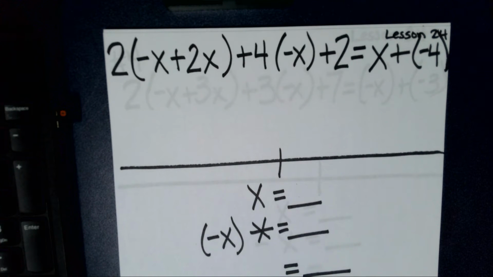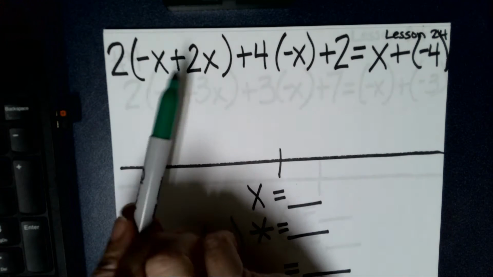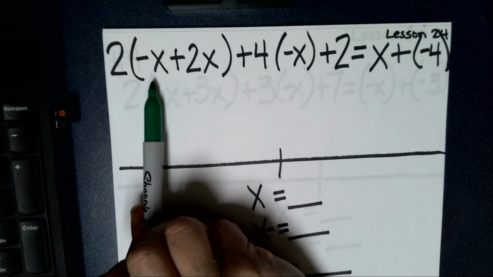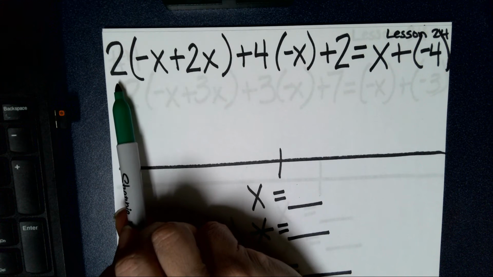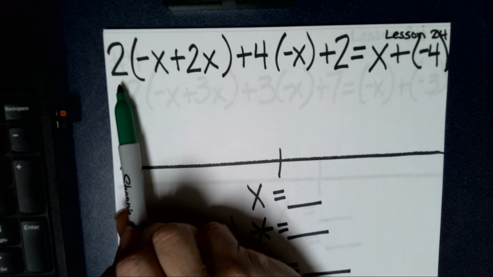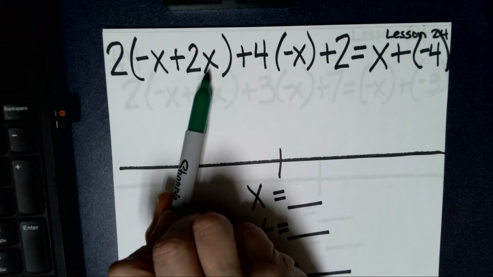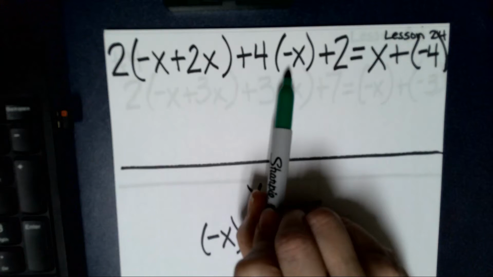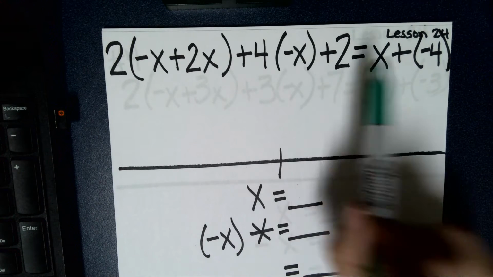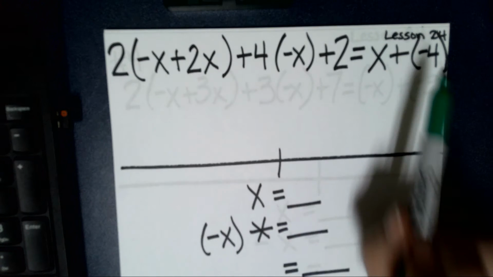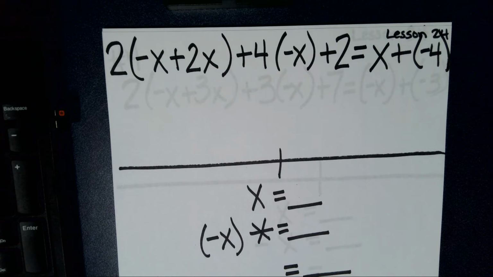Okay, so again, instead of writing stars, we have the opposite of x. So our problem reads, two sets of -x plus 2x plus 4 sets of -x plus 2 equals x plus -4. So let's set this up.